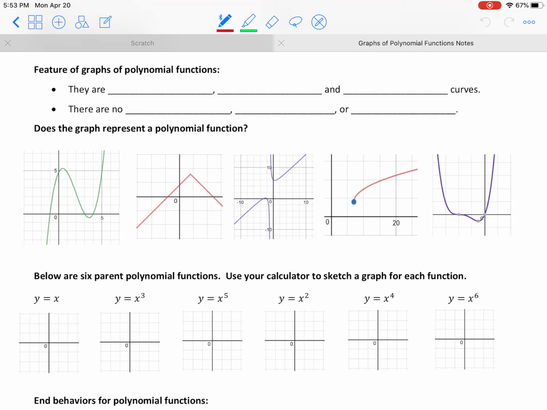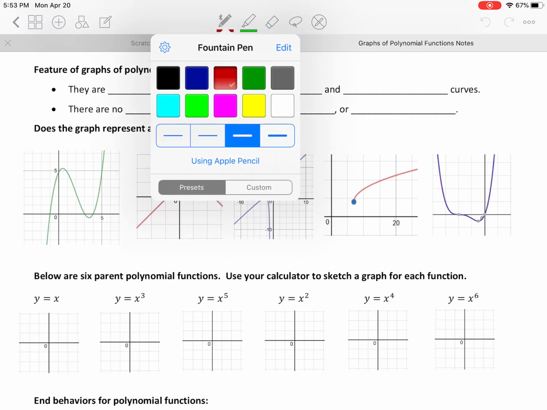Okay, so for today we're going to be looking at polynomial functions, more of a generalization of characteristics of polynomial functions. There are lots of things that we should be able to tell about the equation for the function if we're given the graph, or the graph of the function should tell us things about the equation. So let's talk about some of those characteristics.